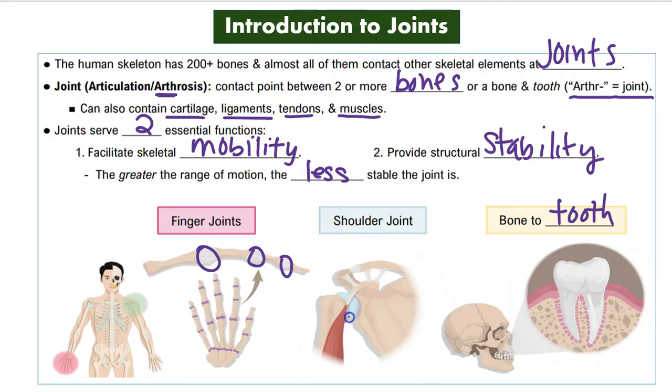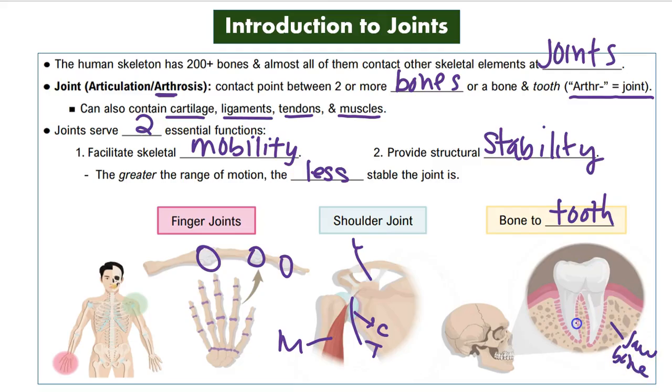Where the shoulder joint, yes, we definitely see some cartilage here. We definitely see a tendon. We definitely see a muscle. And of course, we also see some ligaments. Okay, and I'm just putting L for each of those. So as you can see, it's not just going to be one little piece of that shoulder joint. Now the bone to tooth, we do see our jawbone.